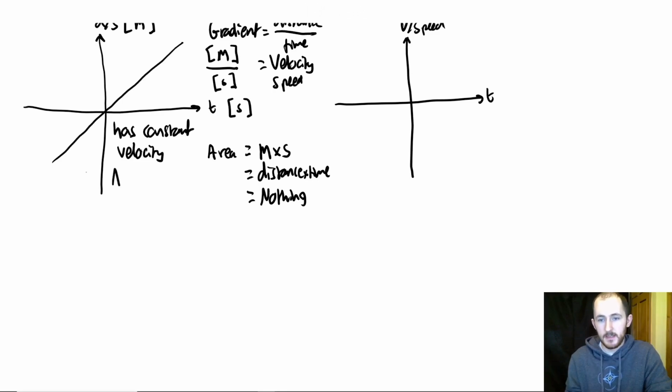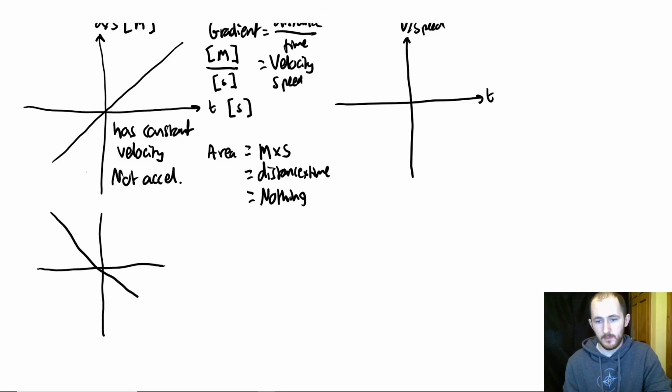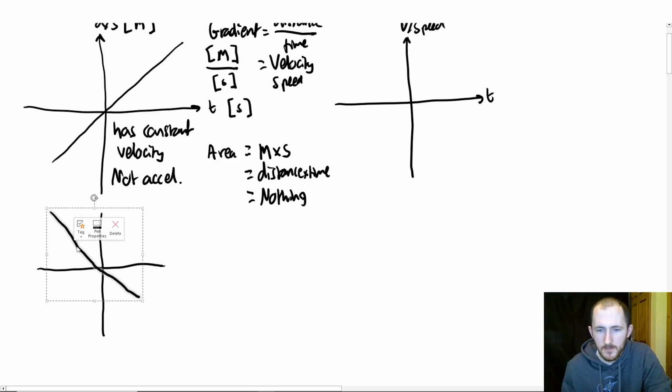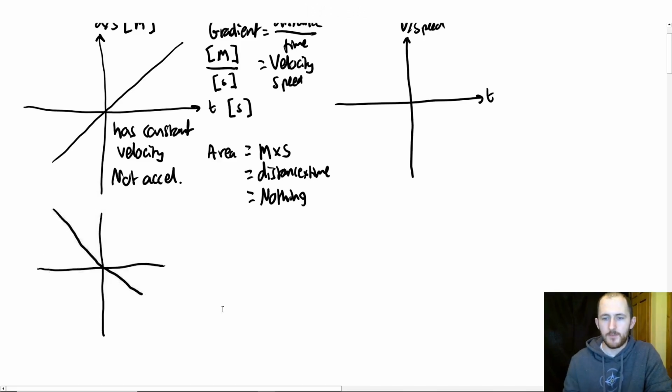Which means it's not accelerating. Okay, so those are things you need to be able to describe. Likewise, we can have pretty much the inverse of this graph, and you can have it going... Okay, imagine that's going through the origin. Actually, you know what? Who cares about imagination, right?